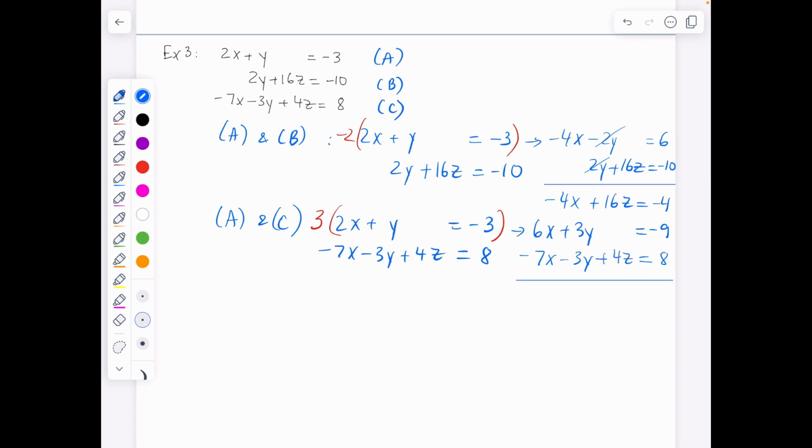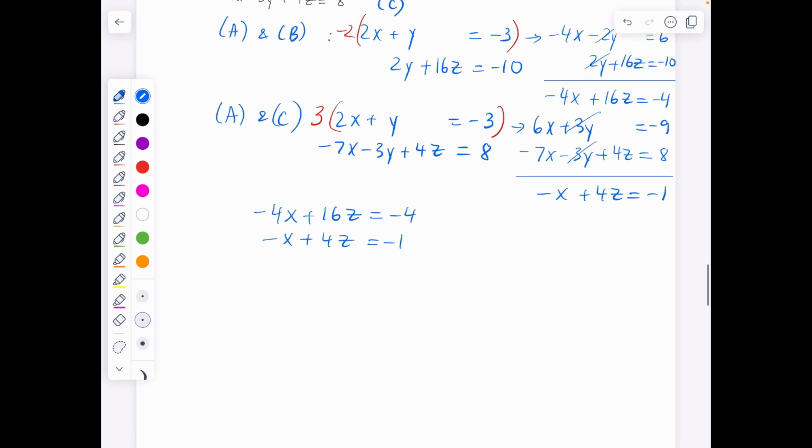Now we add the 2 equations. 3y minus 3y cancel. 6x minus 7x, that's negative 1x, plus 4z, and then negative 9 plus 8 is negative 1. Now we are gathering the 2 xz equations that we formed in the second and third step, and we'll solve the system. So let's say I want to eliminate variable x.